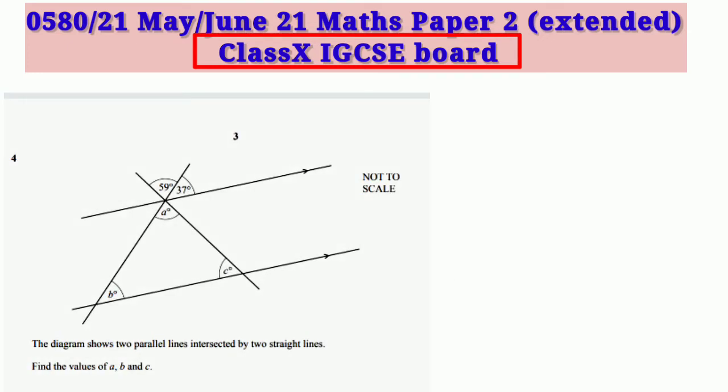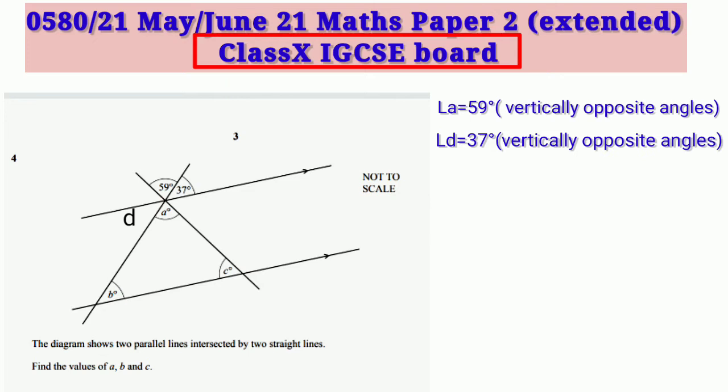Fourth question. The diagram shows two parallel lines intersected by two straight lines. Find the values of A, B and C. Angle A is opposite to the angle 59, so angle A equals 59, vertically opposite angles. I have labeled one angle as D, that is opposite to 37 degrees. So angle D equals 37, vertically opposite angles.